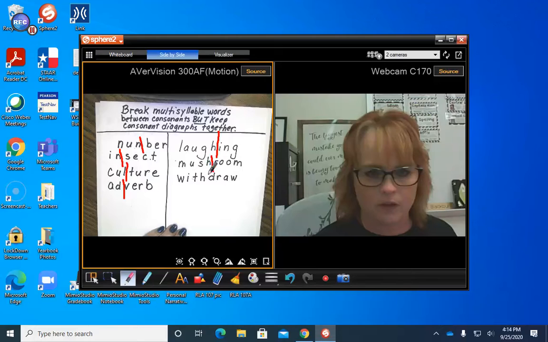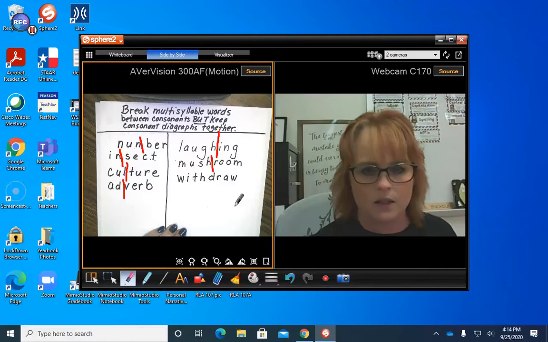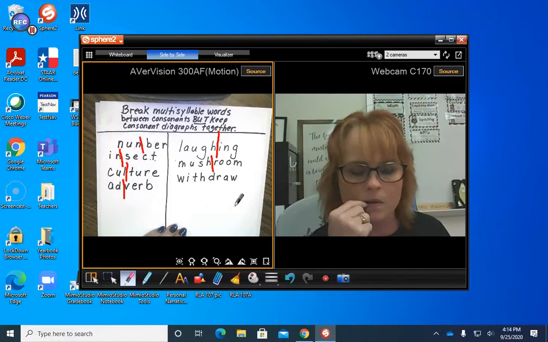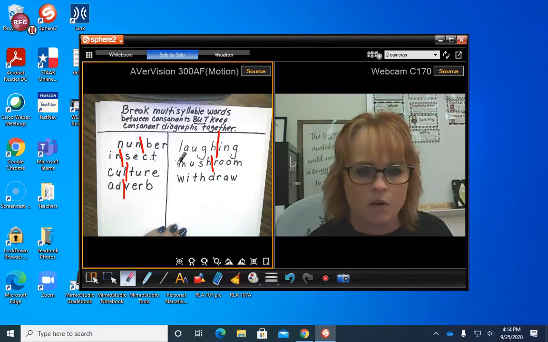We have two consonants here and two consonants here. Let's see, how do we figure this one out? Okay, well, do we see any that are consonant digraphs that can't be split apart? Okay, yes, we have a T and an H, one sound. So I know I would have to split after that because they're friends, they're best friends, they don't like to be split apart.